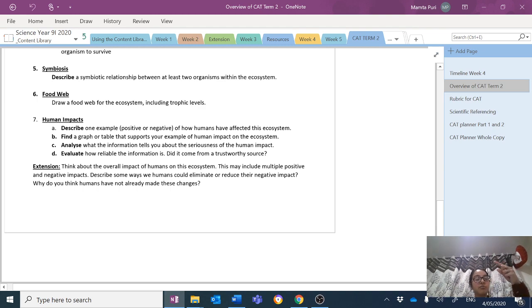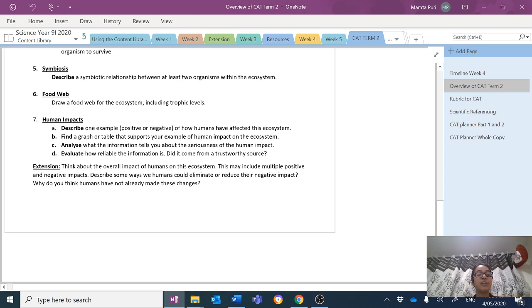You need to use some graphs or tables, some kind of data based on your examples. You need to then analyze what the information says about the effect, like what the extent of seriousness of the human impact is, how far we have gone, how much destruction has been done on your ecosystem by humans. So you need to reflect on that, use some data, use statistics, dig deep into the internet, and then grab some good resource for yourself.